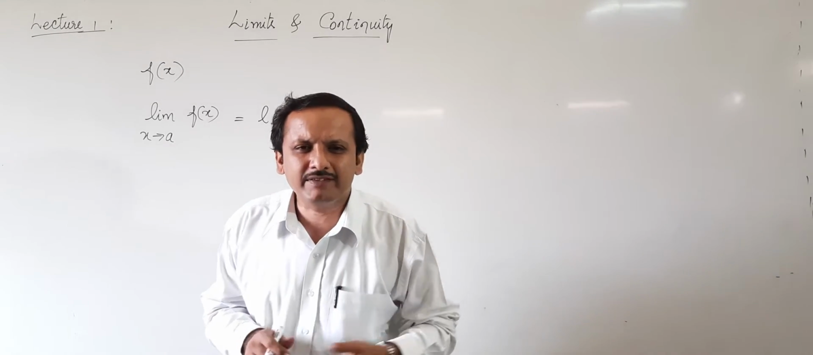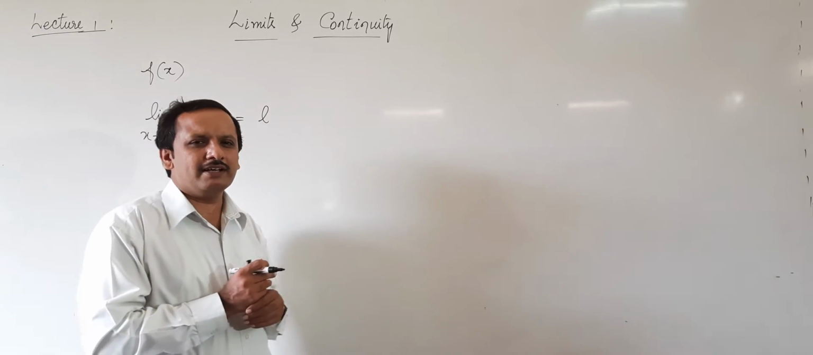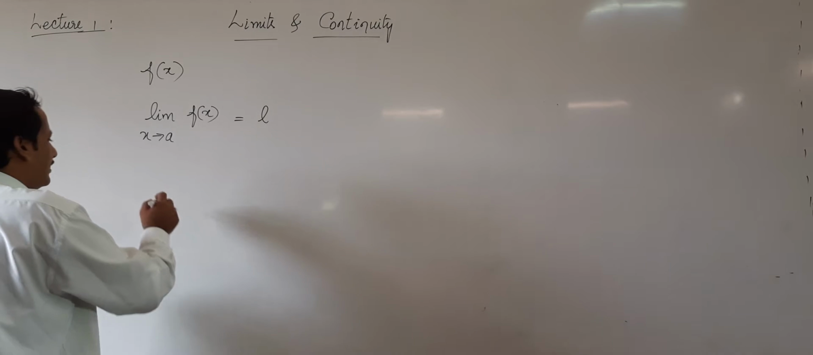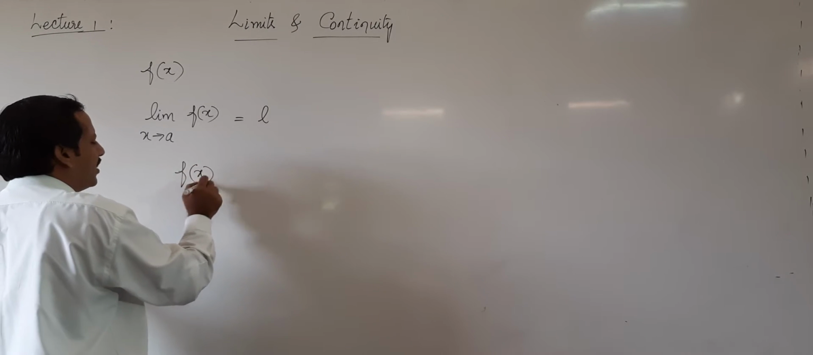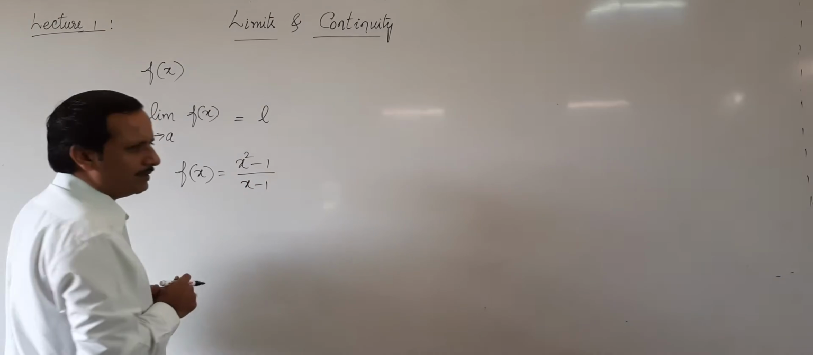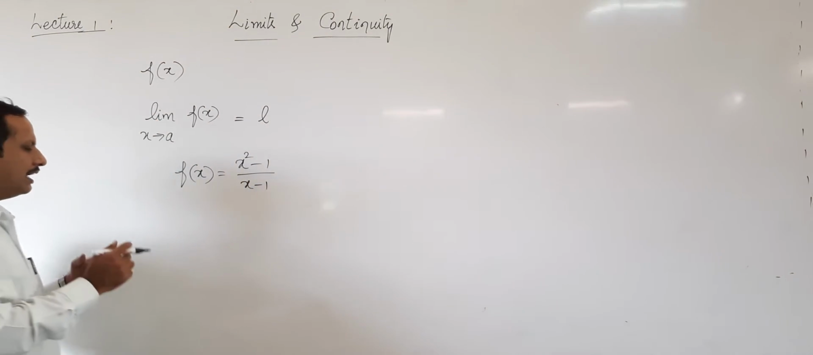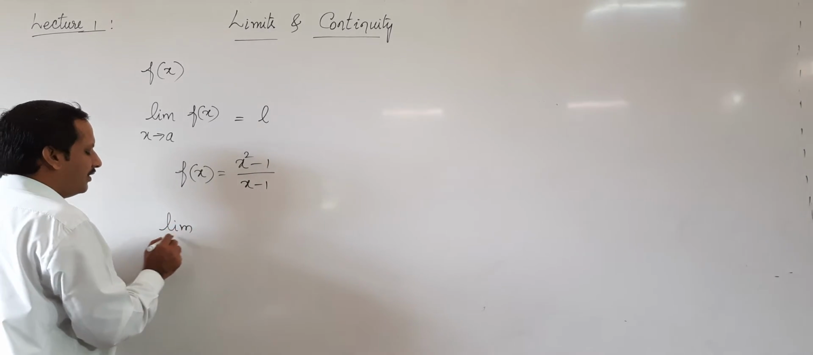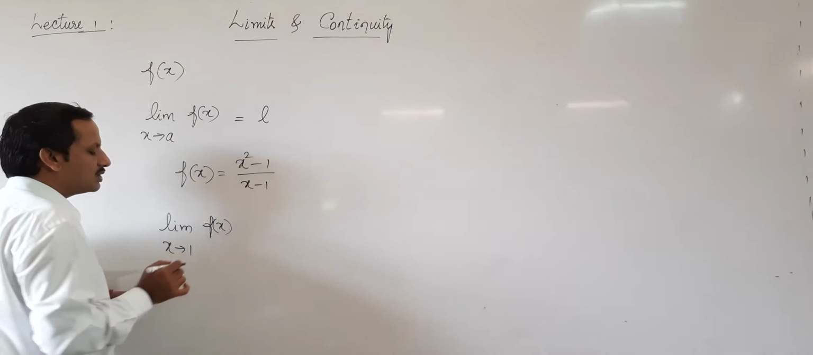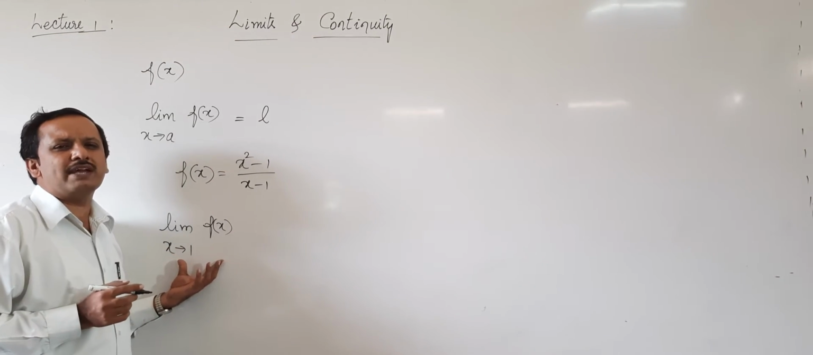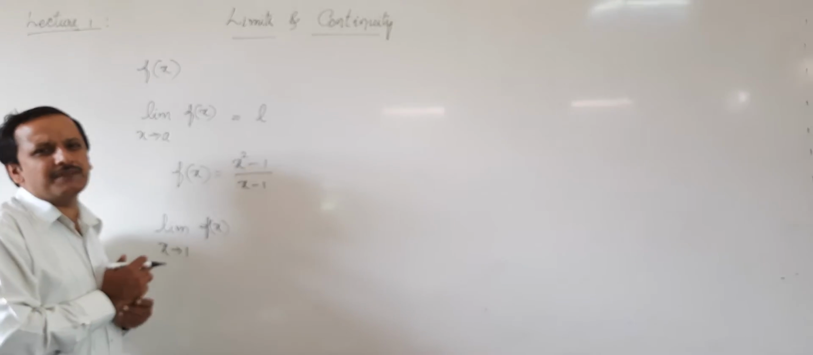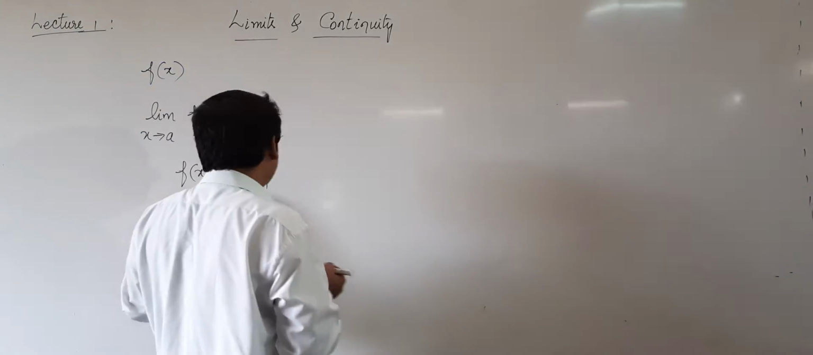Okay. Let me take one example. I think earlier also in my first class on continuity I had taken the same example. Let me define f of x is equal to x square minus 1 divided by x minus 1. Now I would like to see what is the value of the limit of f of x as x approaches 1. What happens to this? For this, it's better if you draw the graph of this function.